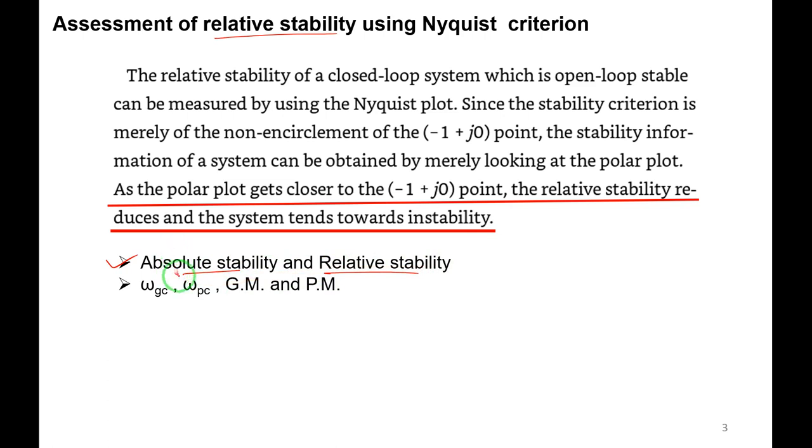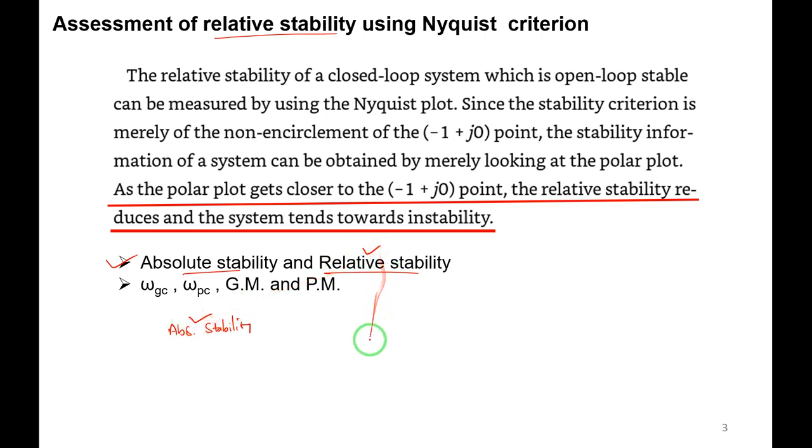In absolute stability, it is a yes or no answer: whether the system is stable or unstable. Yes or no answer will come, right? That is the difference between absolute stability and relative stability. Absolute stability is a qualitative measure, and relative stability is a quantitative measure. It is a clear-cut answer we get in absolute stability.